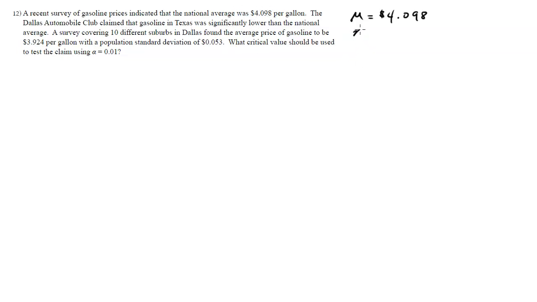So a survey covering 10 suburbs, so that N equals 10. In that survey, we found the average price, X bar, was $3.924 per gallon, with a population standard deviation of $0.053. What critical value should be used to test the claim using alpha as 0.01? That's all the information from the problem. That's all the information we've been given.